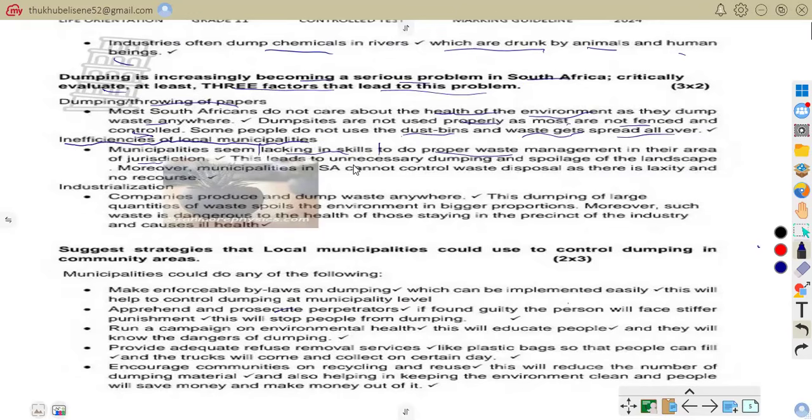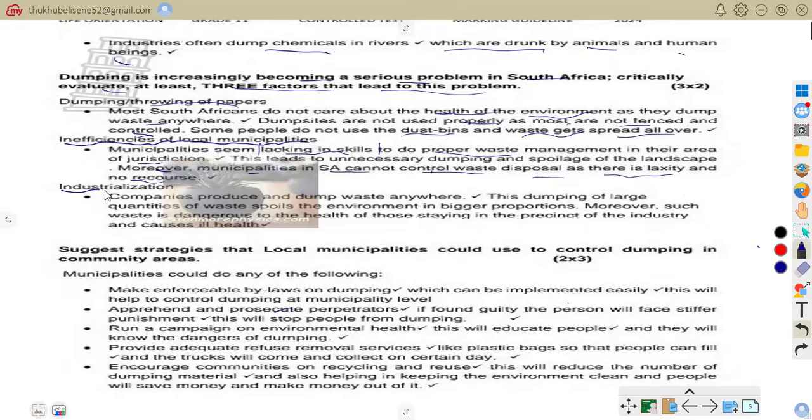The effect is that refuse is not collected regularly. Moreover, municipalities in South Africa cannot control waste disposal as there is laxity and no recourse. When you talk about the inefficiency of a local municipality, you find illegal dumping is increasing. For example, garbage remaining uncollected for weeks in residential areas.